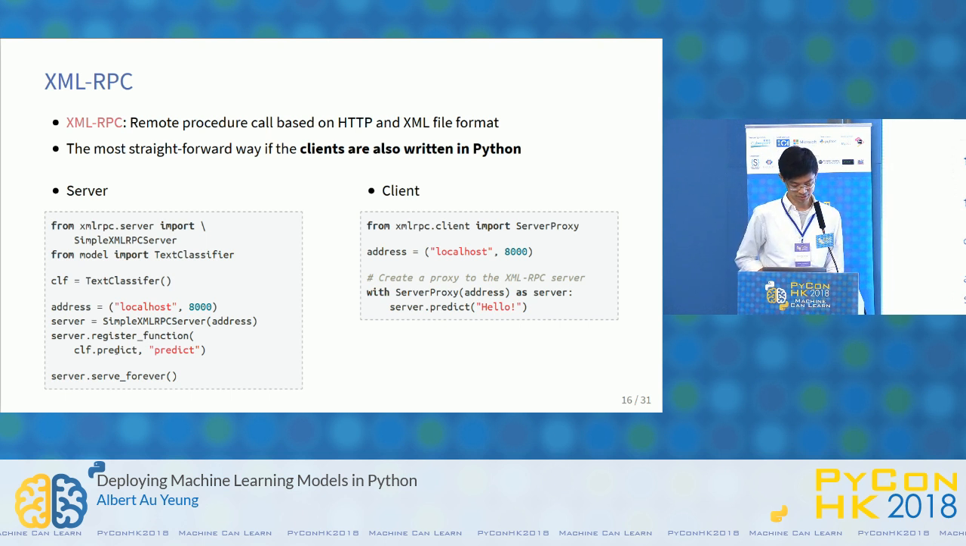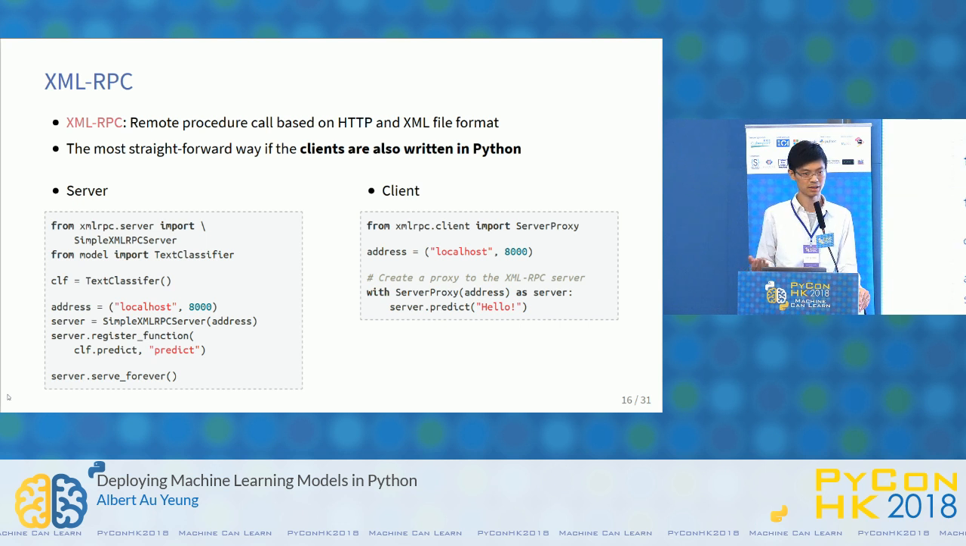The server will be something like on the left-hand side. You deploy the model as an XML-RPC server. First of all, you load a copy of the model, and then you register a function to this server. In this case, we register the classifier's predict function. Whenever there's a function call to predict, it will take the input and generate the output. So it can be as simple as this. And then you run the server.